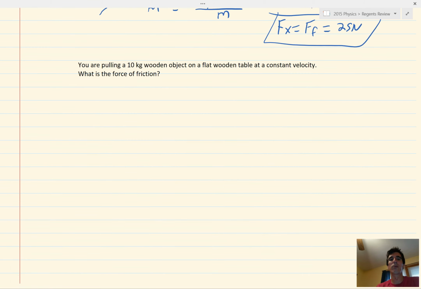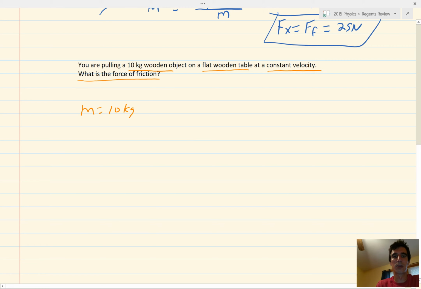Let's look at an example where we have to utilize the coefficient of friction. So you're pulling a 10 kilogram wooden object on a flat wooden table at a constant velocity. We want to find the force of friction. So let's start with the formula. Actually, let's label everything. Mass, 10 kilograms. Wood on wood. So the coefficient of friction, and it's moving, we look in our reference table, is 0.30. And you want to find the force of friction.